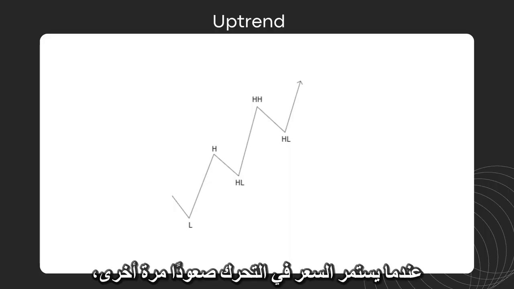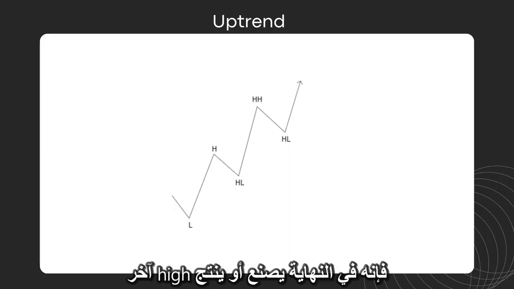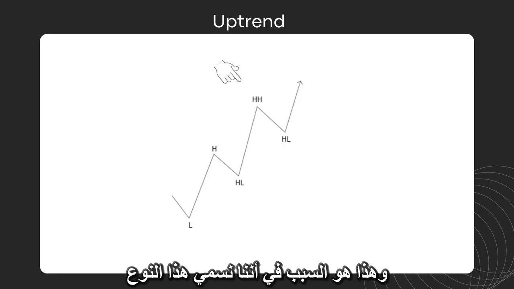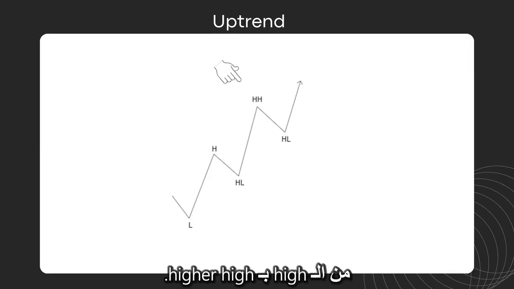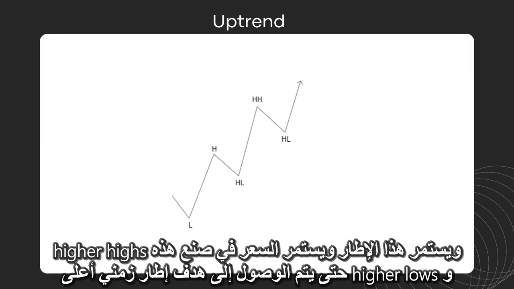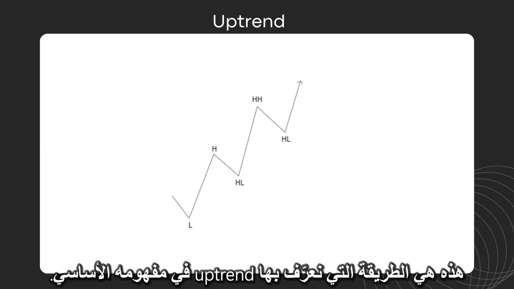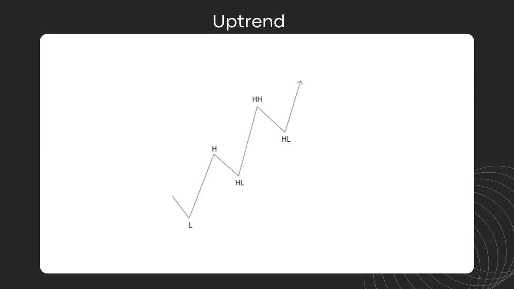Similarly, when price keeps moving higher, it eventually forms another high which is higher than the previous high price had made earlier, which is why we call this type of high a higher high. That framework continues, and price keeps making these higher highs and higher lows until a higher time frame objective or drawn liquidity is met. This is how we define an uptrend in its core concept. This is just basic knowledge.